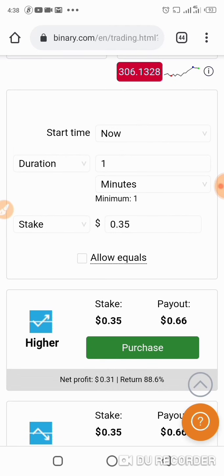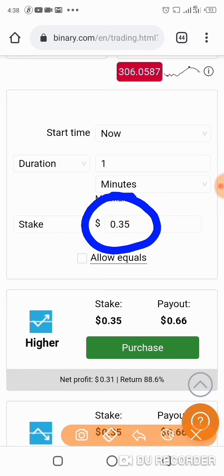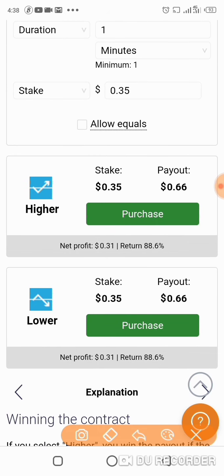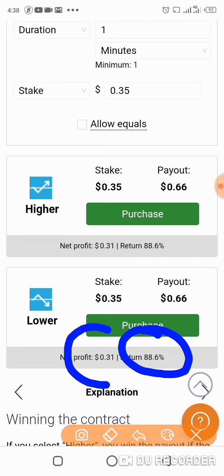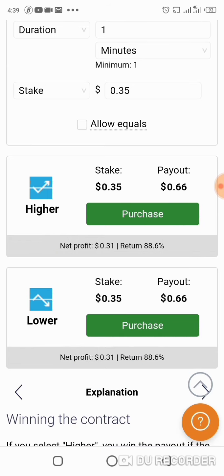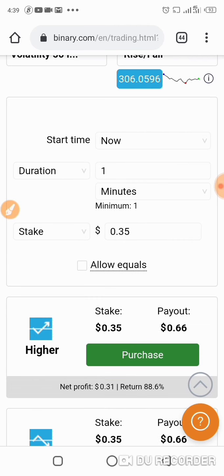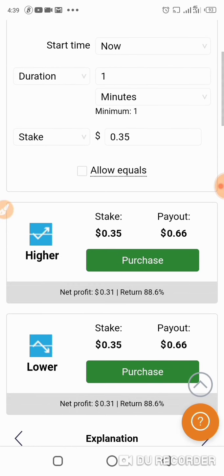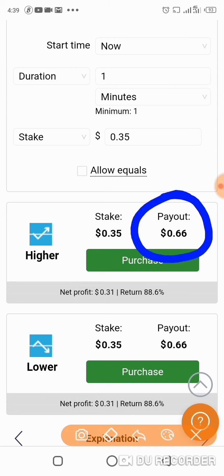What you can see is that the first stake here is 0.35. With 0.35 we are having 88.6% in return, and our profit is 0.31. That is our profit on lower, and on higher too we are still having the same percentage and the same profit. So if this first trade comes out as a win, we will have 0.31 as our profit, and the total payout is 0.66.